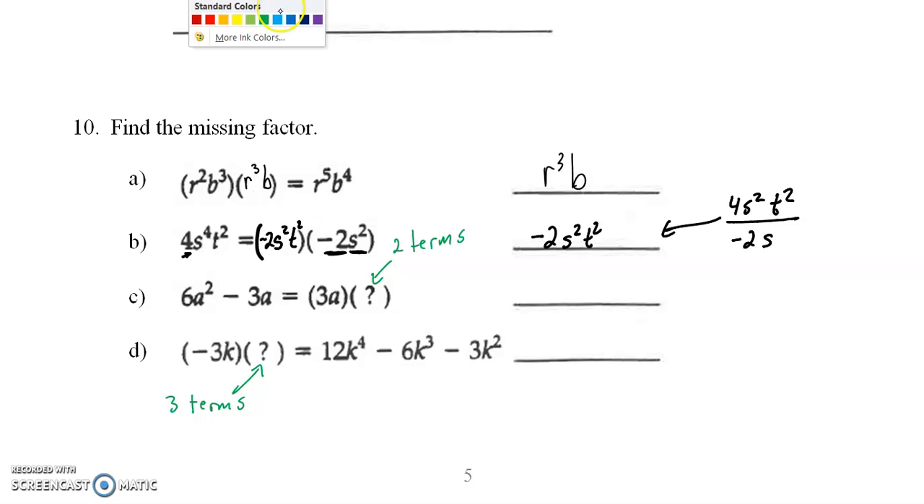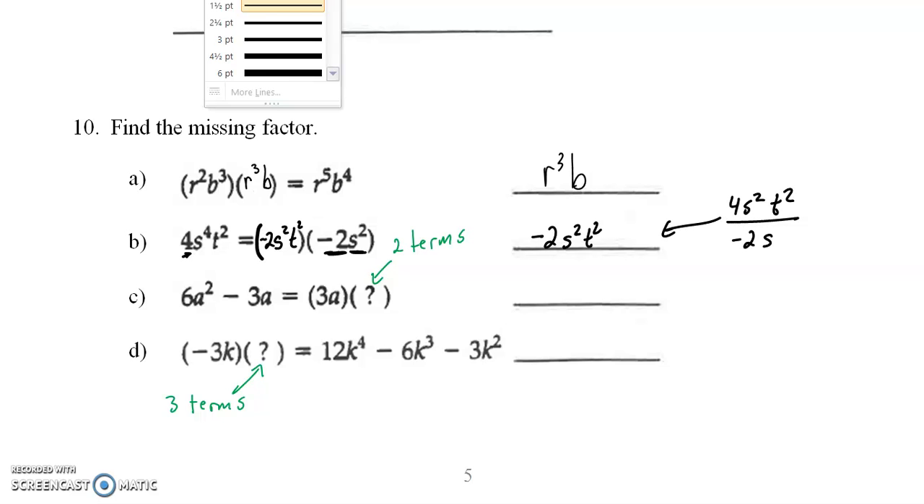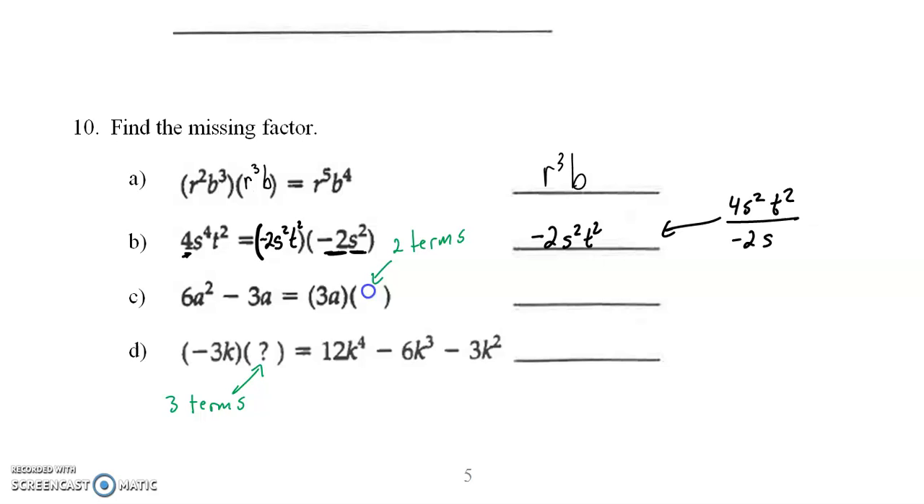Now, I pointed out that the second bracket in question C is going to have 2 terms, so I'm going to need more space here. And I'm putting the 2 terms because it's a monomial, 3a, and it's going to have to multiply by 2 things here to give me my answer of 6a squared minus 3a. So 3a times what is going to give me the 6a squared? 2a. And 3a times what is going to give me the 3a? That'll be a 1. And to take care of this minus sign, it's going to be a minus sign there. So my answer is 2a minus 1 in that bracket.